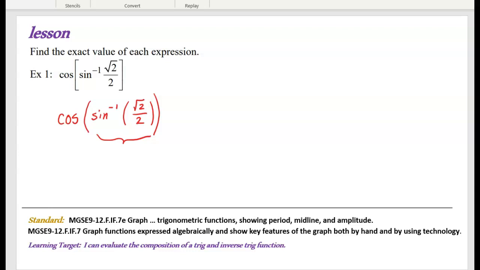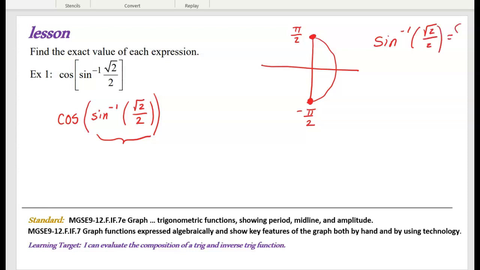All right, so in our last video, we saw that sine inverse lives between pi over 2 and negative pi over 2. So I'm going to teach as if you've never seen sine inverse. Sine inverse of root 2 over 2 equals what? It means sine of what angle equals root 2 over 2.